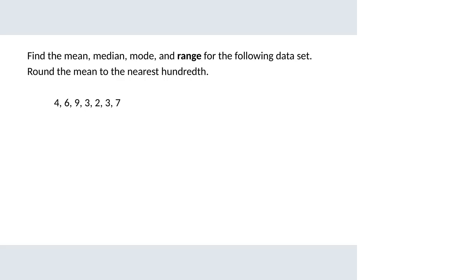So if we're given a data set and it's our job to find the mean, median, mode, and range, that's a new word for us, for the following data set. Round the mean to the nearest hundredth. First, let's talk about what the range is. The range is very simply just the highest minus the lowest. So it's a very crude, very basic measure of how spread out the data set is. If the range is small, then there's not much of a difference between the highest and lowest. If the range is a bigger number, then there is a big difference between the highest and the lowest. And that's what the range will give us.